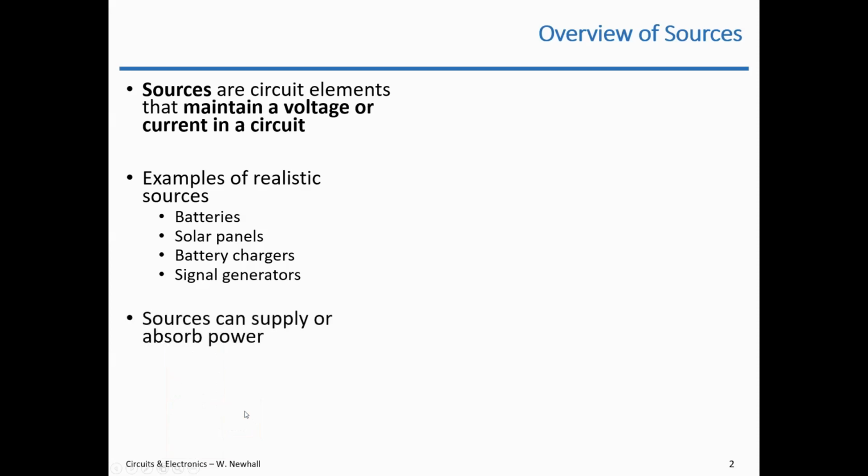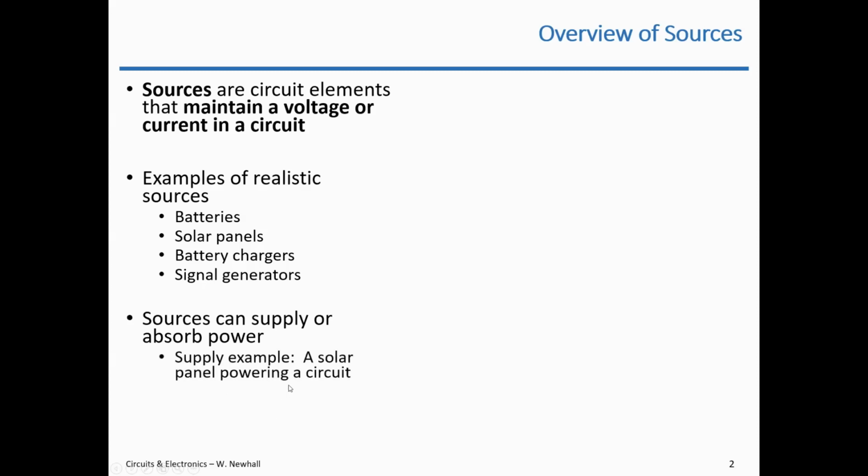Sources can supply or absorb power. That's a little weird, right? You think if it's a source, it should be supplying power, but in reality, it can absorb power. An example of that is a rechargeable battery. A rechargeable battery is a source, but it can also absorb power. It can maintain a voltage, but it can also be charged, so it can absorb power. That's something to remember.